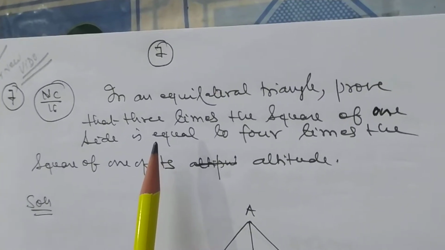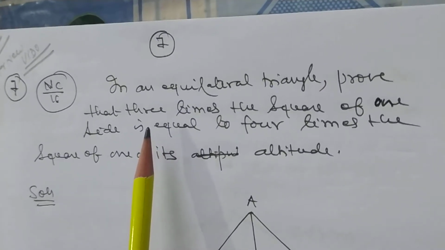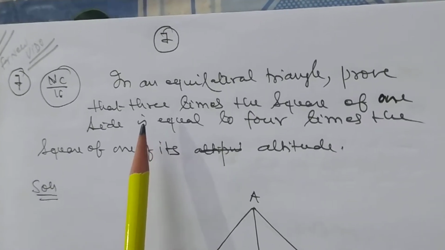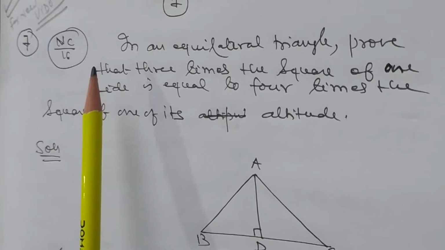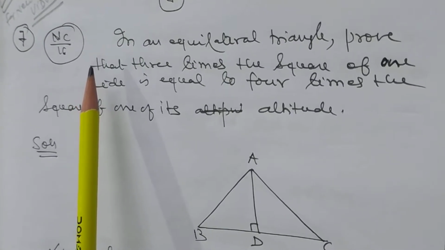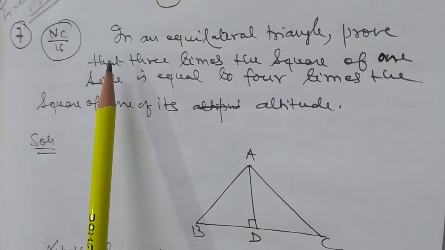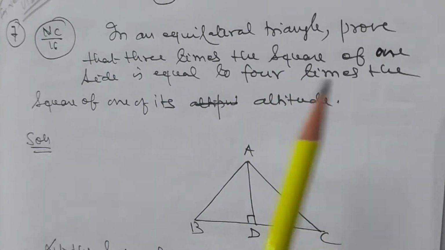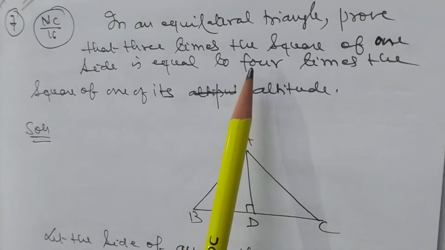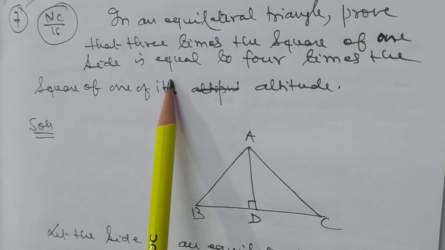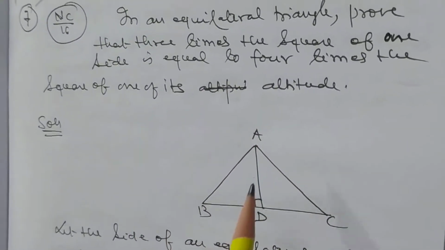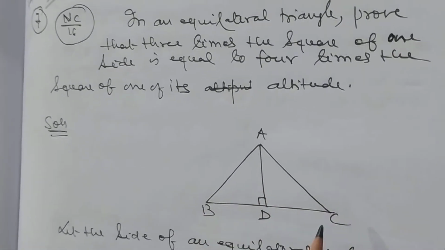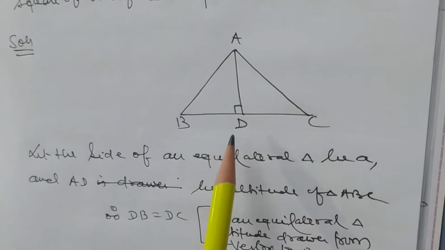Yes, my dear loving students, today I want to discuss problem number 7 of this study material and problem number 16 of NCERT. What is given in this problem? In an equilateral triangle, prove that 3 times the square of one side is equal to 4 times the square of one of its altitudes. Here, ABC is an equilateral triangle and AD is the altitude.